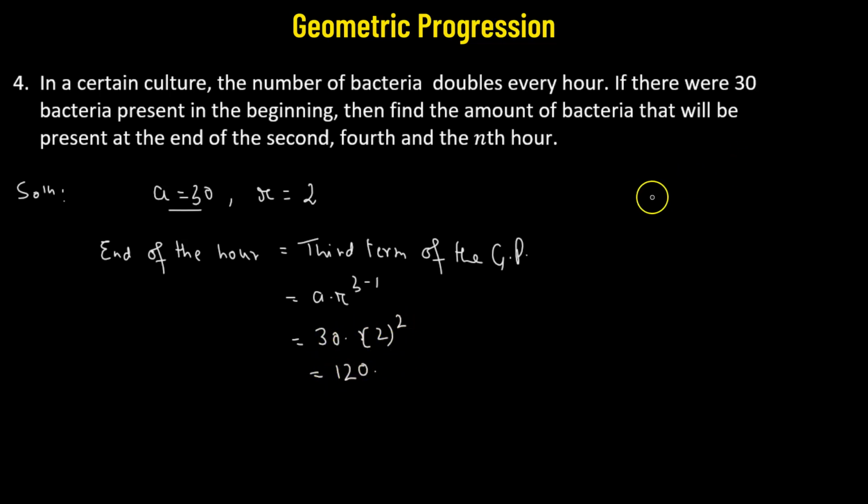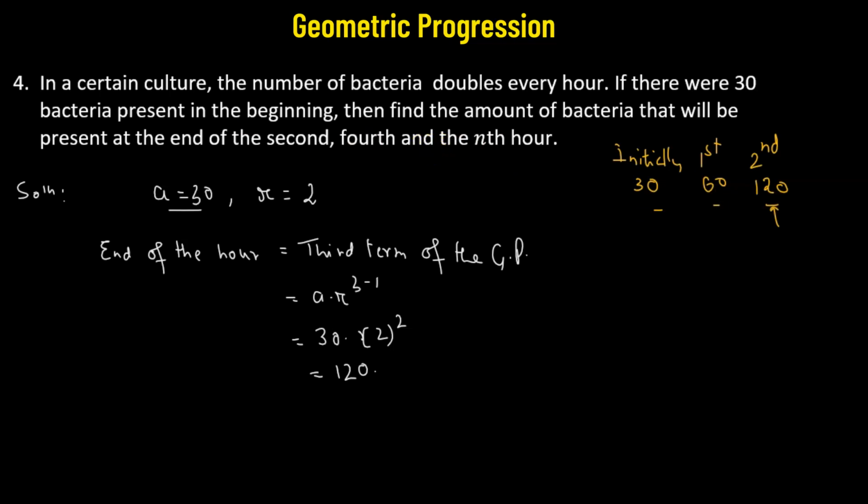We can also verify: the amount of bacteria started with 30. So this was originally 30 amounts of bacteria. Then after 1 hour, it doubled to 60. So this is the end of the first hour. Then again after the end of the second hour, it became 120. And we can see that this is actually the third term of the geometric progression.